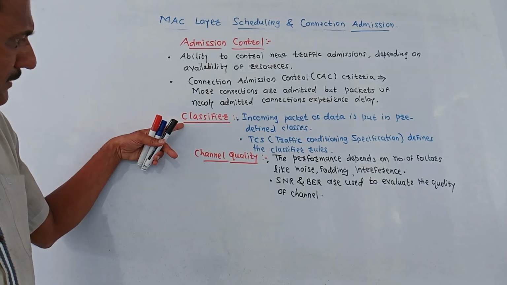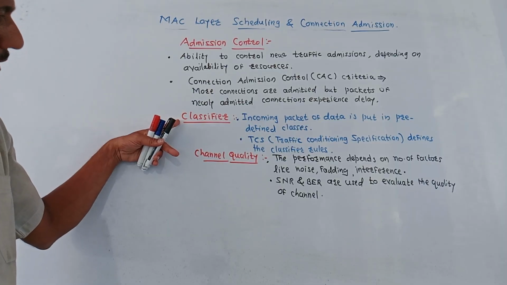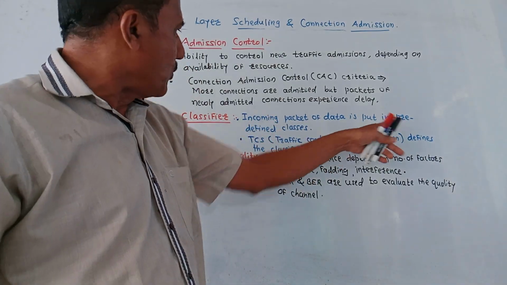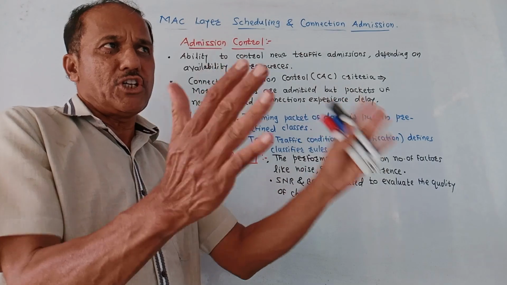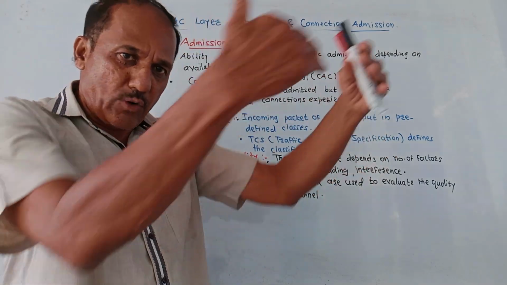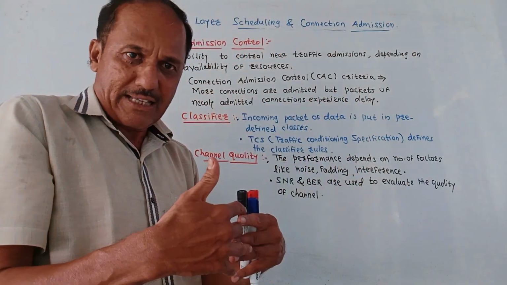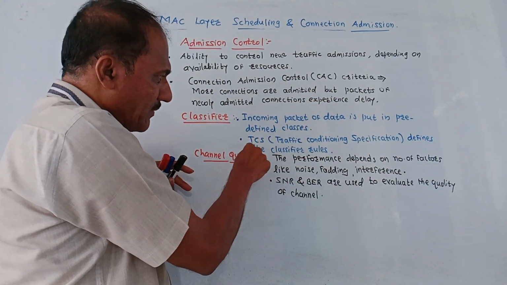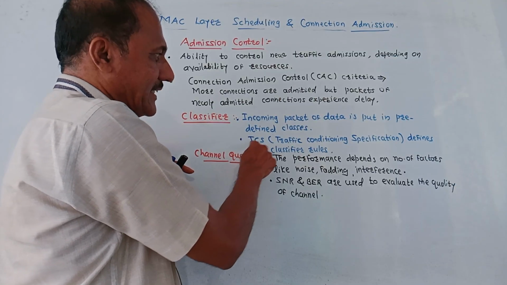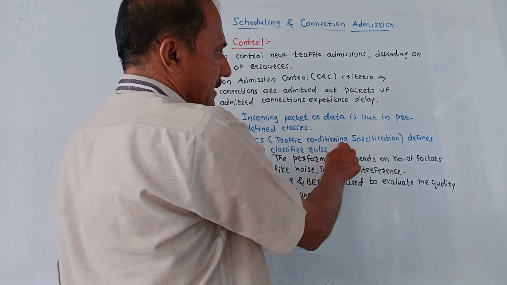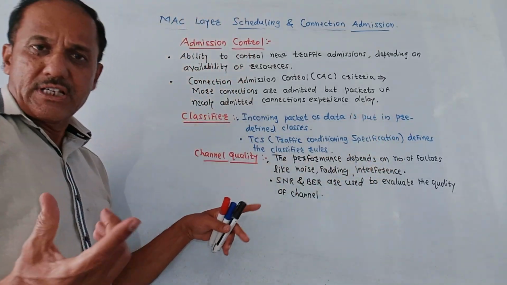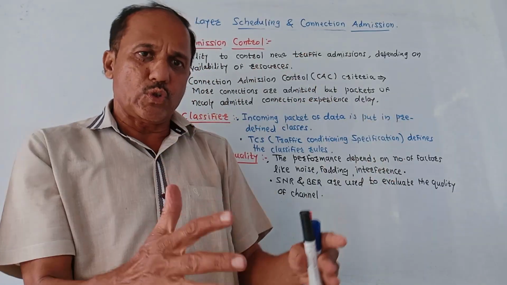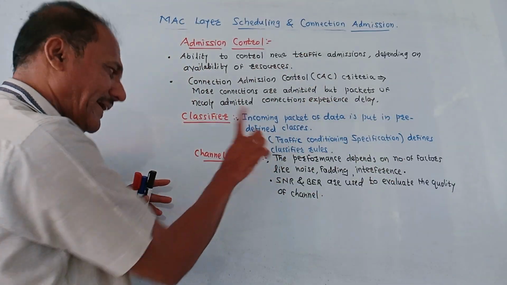Then we'll talk about some important terms. First important term is the classifier. An incoming packet of data is put in predefined classes. That means initially certain classes are defined, and whatever incoming packet of data there is, it is admitted into one of the predefined classes. There is one more term called TCS, that is traffic conditioning specification, that defines the rules of the classifier. That means how to apply the classification to the incoming data. Those rules are decided by TCS.